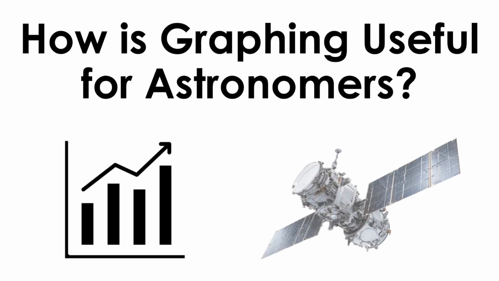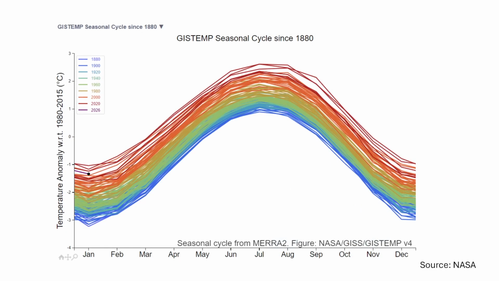So the question is, how is graphing useful for astronomers? So basically, we're going to take data, so numbers, and we're going to plot it on a graph or create a model of some sort. And hopefully, as you can see here, we're going to develop some type of pattern, and it's going to allow scientists to draw a conclusion based on a visual model that develops some sort of pattern.